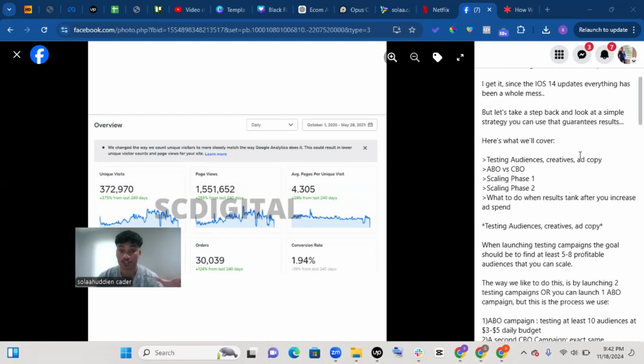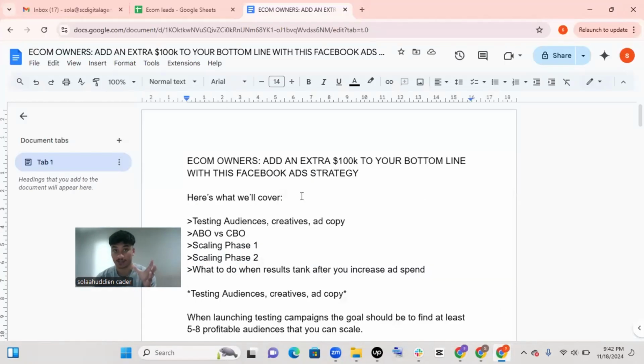And you can follow this framework and implement it into your business, test the strategy out and optimize it where necessary. I've taken the liberty to add everything into the Google document over here so that it's easier to read.